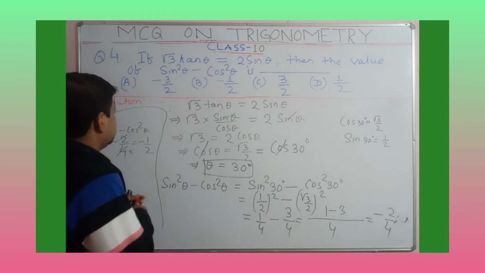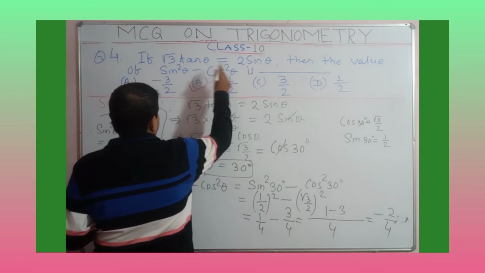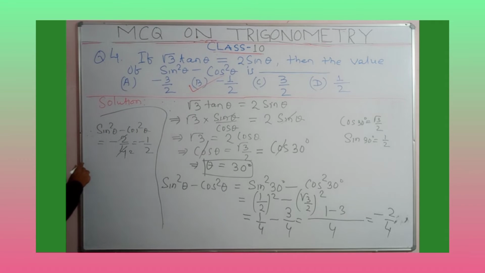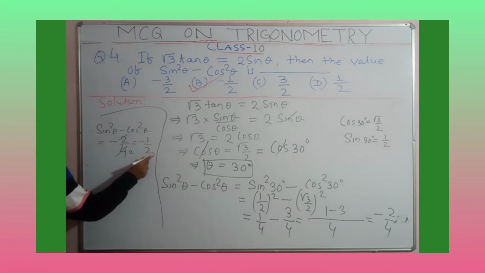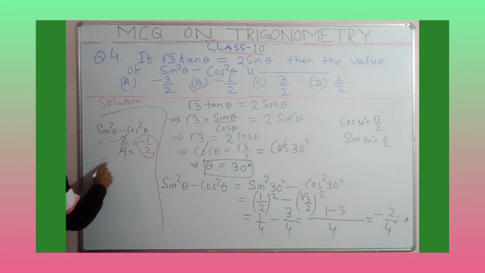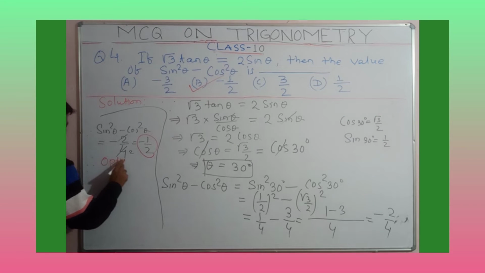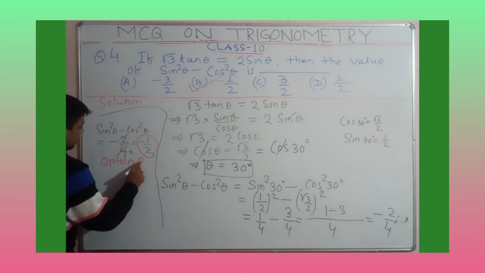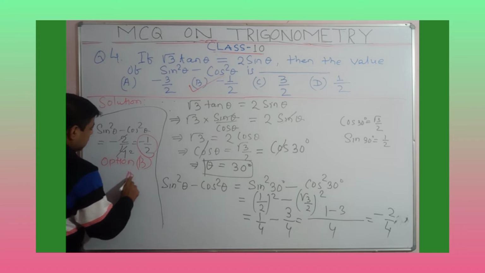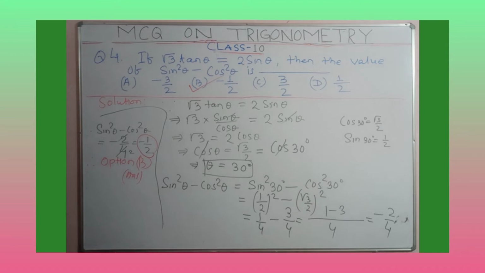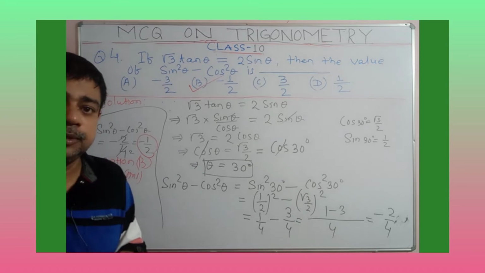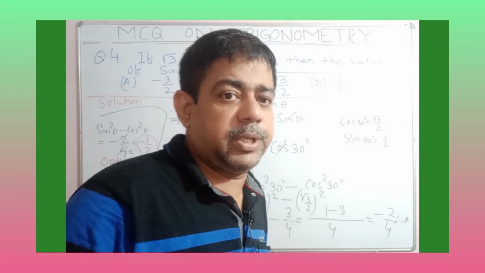Which is the correct option here? The option is B. Hence we got minus 1 upon 2 is the correct option. So the option is B is the correct option. Understand, is it clear? Okay, just follow it.